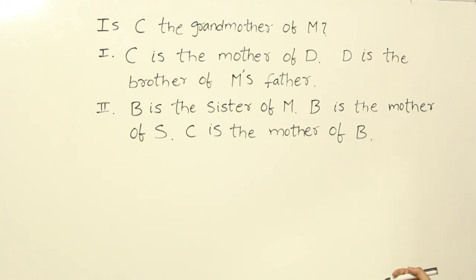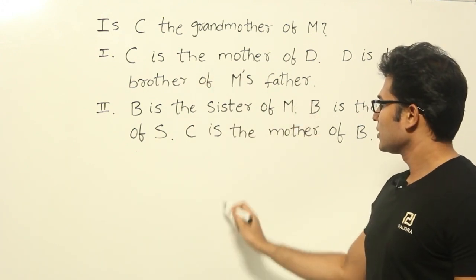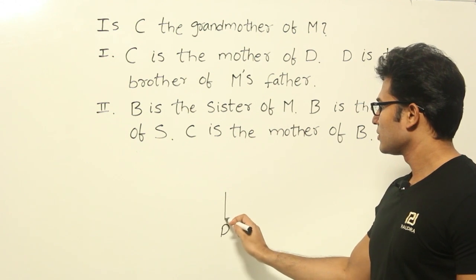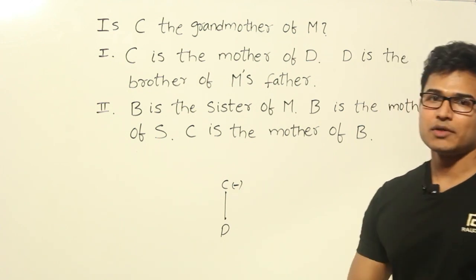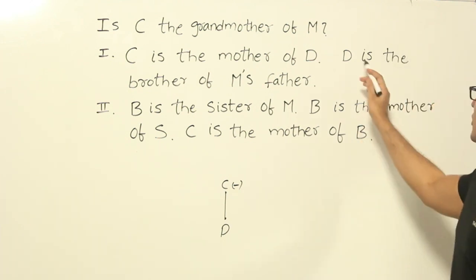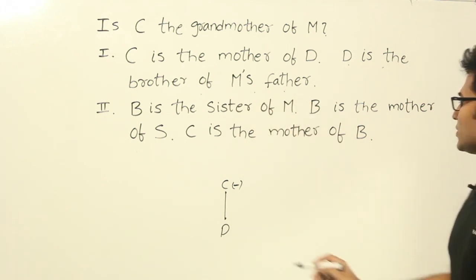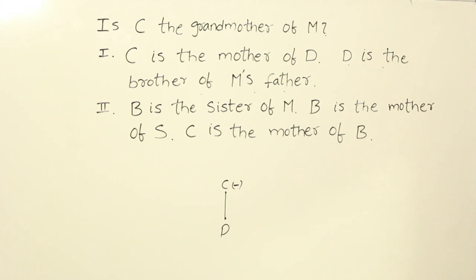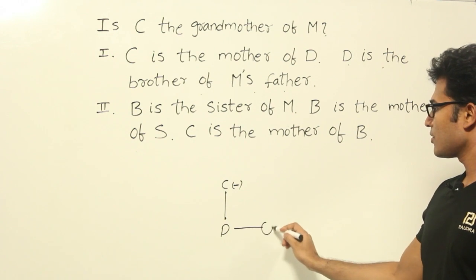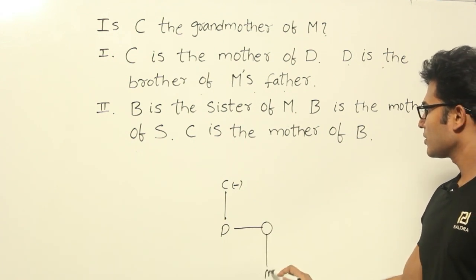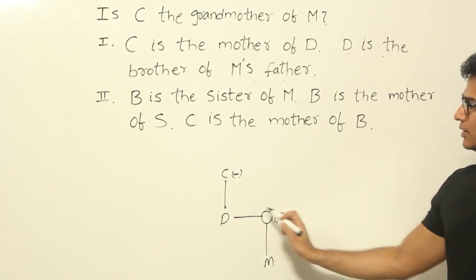Now C is the mother of D is given here. C is the mother of D, which means D and C. So C is the mother of D, which means negative means mother. Okay, and now D is the brother of M's father, right? So D is the brother of M's father. So there is the father of M, right? See this, M's father is here, let's say, and D is his brother.